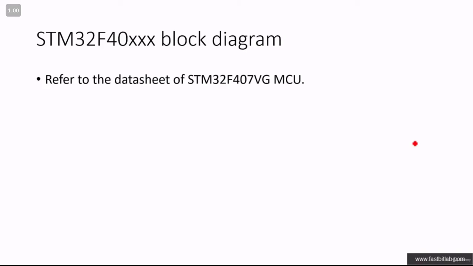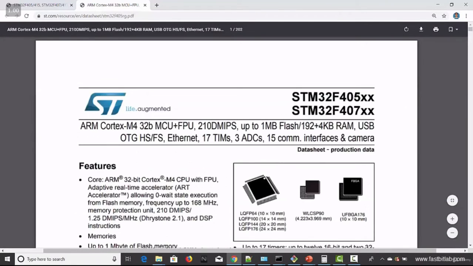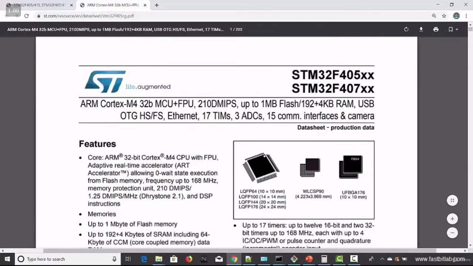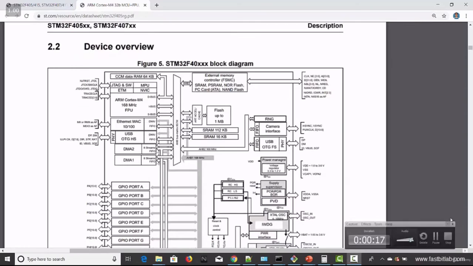Let's take one practical example. Take a look into the block diagram of the STM32F407 microcontroller to see how exactly the processor communicates with its various peripherals. For this, you have to refer to the data sheet of your microcontroller. Let's refer to the data sheet of STM32F407. Here I have a data sheet of the STM32F407x microcontroller. Let me go to this section, device overview, and here it is. This is a real block diagram of this microcontroller.